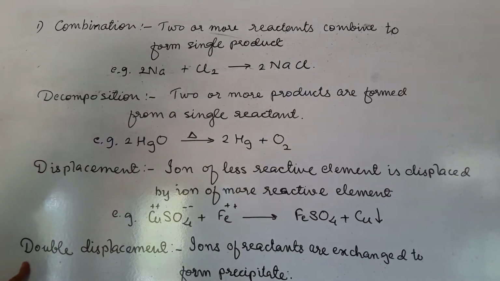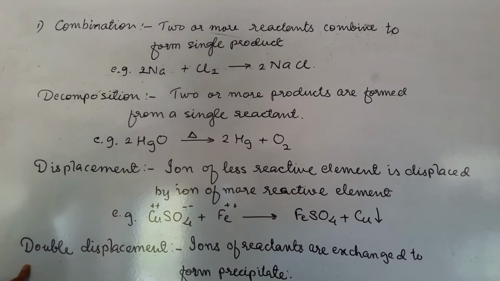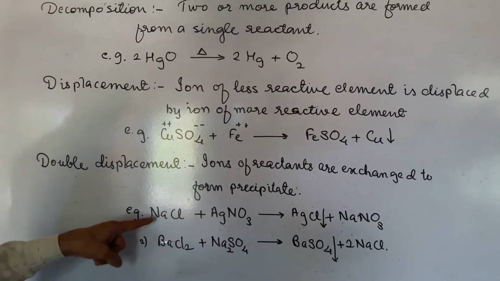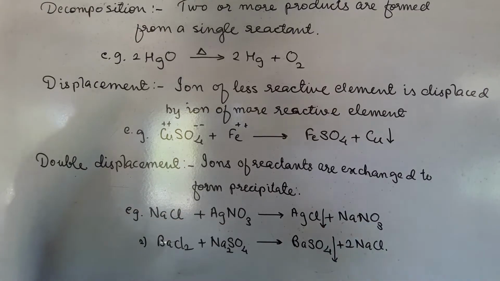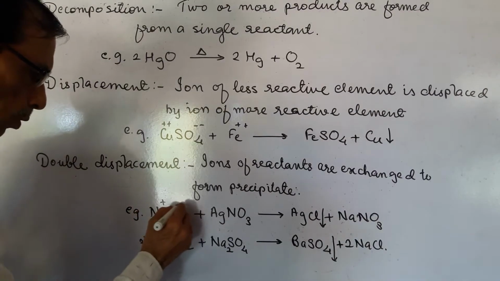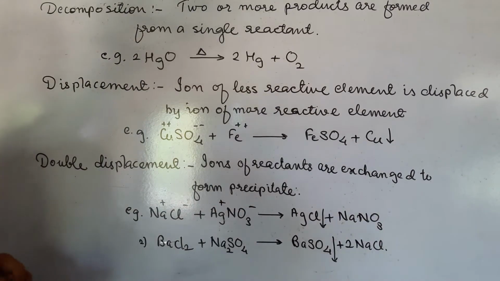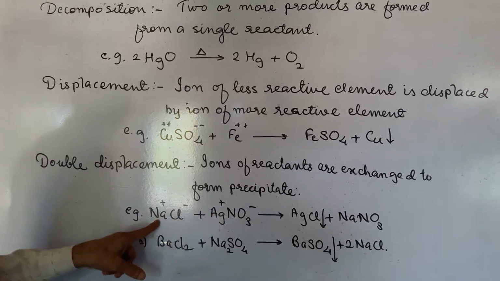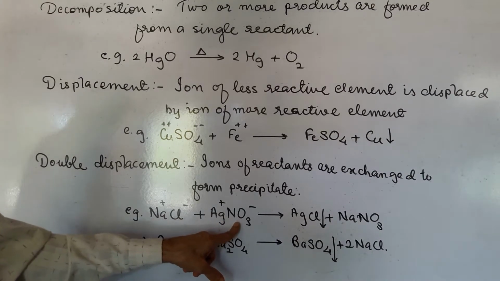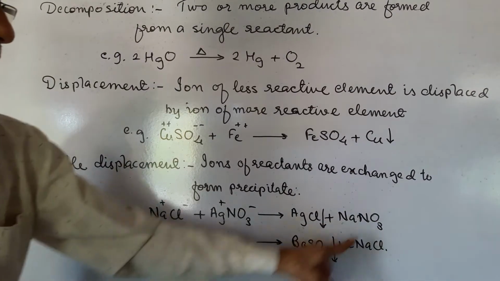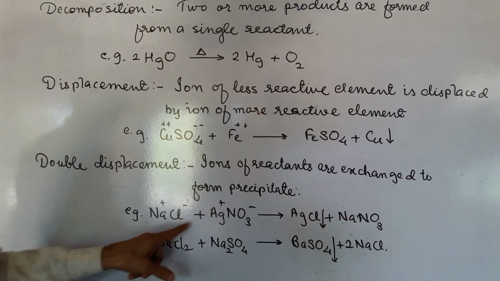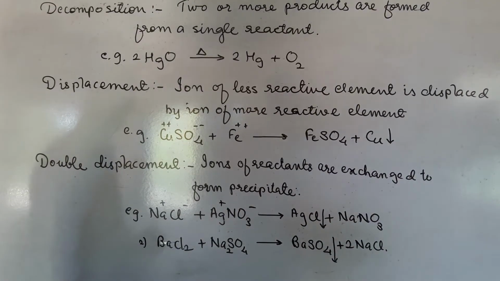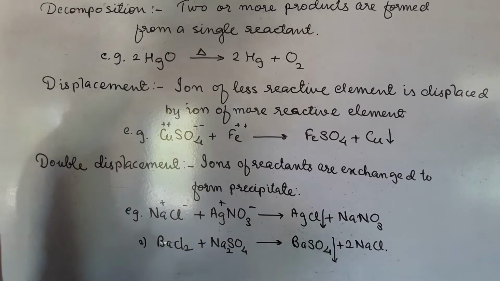And the last one is double displacement. In double displacement, the ions are exchanged between the reactants. For example, sodium chloride and silver nitrate. Sodium is positive, chlorine negative, silver positive, nitrate negative. Sodium reacts with nitrate to form sodium nitrate, which is a salt, and silver combines with chlorine to form silver chloride, which is precipitated. So this is a double displacement reaction.